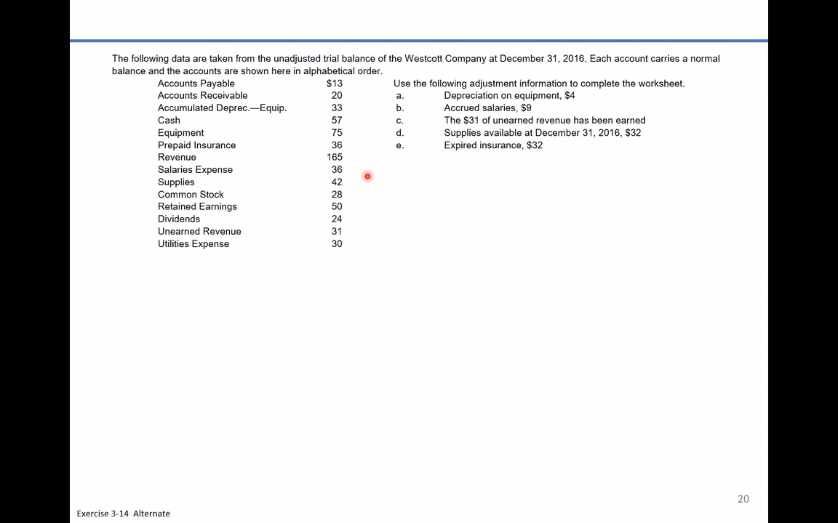It says the following data are taken from the unadjusted trial balance of Westcott Company on December 31st, 2016. Each amount carries a normal balance and the accounts are shown here in alphabetical order. So we have all of our different accounts, and it says use the following adjustment information to complete the worksheet. Depreciation on the equipment was $4. Accrued salaries $9. The $31 of unearned revenue has been earned. Supplies available at December 31st, 2016 were $32. Expired insurance is $32. So let's take a look at solving this problem.